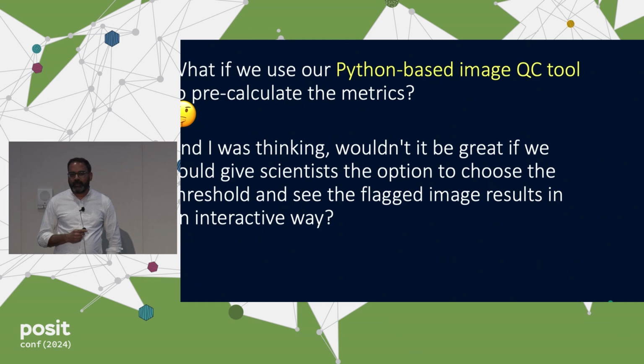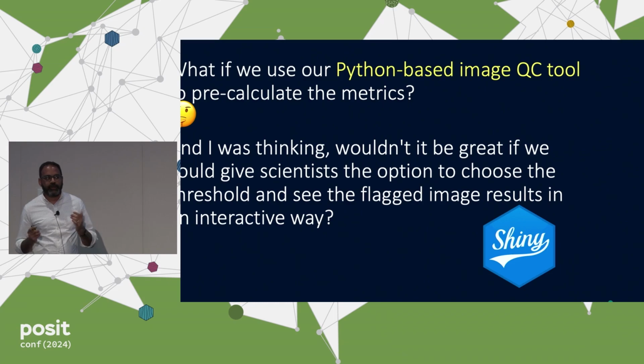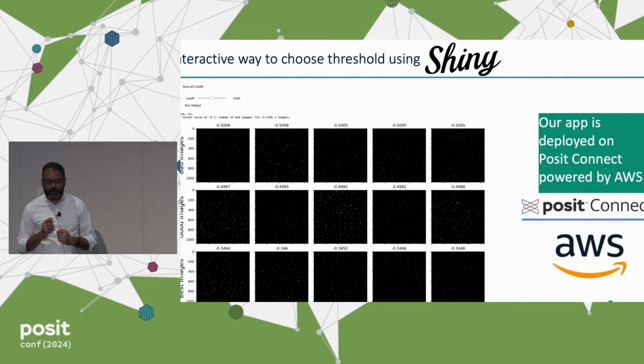So I was thinking, hey, we could pre-compute these metrics using the Python tool. And then it would be really cool if we could give them a way to adjust the threshold, see which images are getting flagged, see which images are not good, and then keep adjusting it till they're satisfied with the output of the QC. And then once we have that, they can go forward. So, oh wait, there's something called Shiny. We can do that. So that's where we use Shiny.